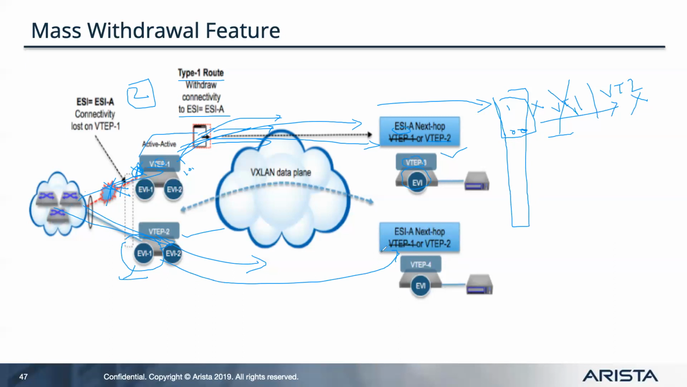But because you already received the type 2 route and also the type 1 withdraw route, your MAC address will still reflect VTEP 2, but not VTEP 1. So this is called the mass withdrawal feature. By sending a type 1 withdraw update message, you are saying, hey, remove all these MACs from me, immediately. So this guy will immediately remove all the MACs and you avoid traffic blackholing. Is it clear? Any questions?